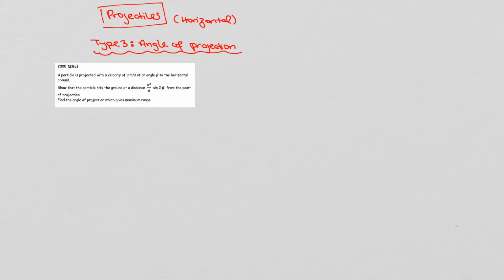Projectiles, type 3, angle of projection. So in this question here, we have a particle is projected with a velocity u at an angle beta to the horizontal ground. So if we draw our horizontal ground, we have our particle projected at an angle beta with respect to the horizontal. We have to show that the particle hits the ground at a distance u squared over g sine beta from the point of projection.